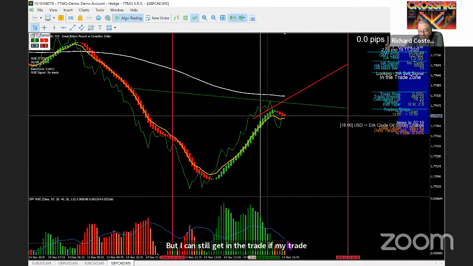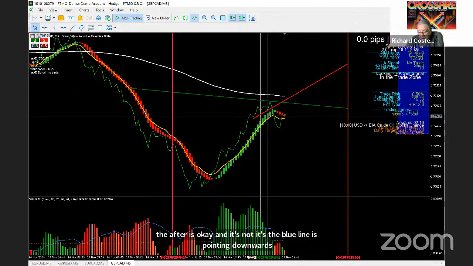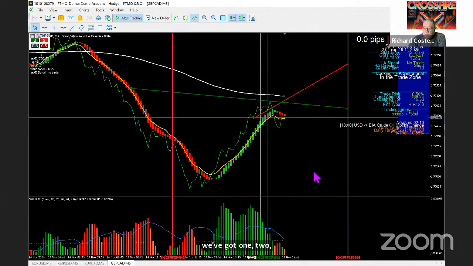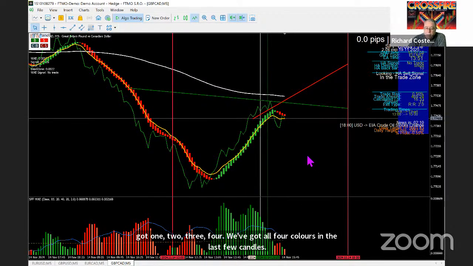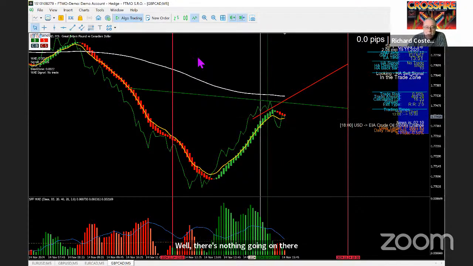The blue line is pointing downwards, and the volume, not only is it too low, but it's also conflicting. You know, it's chopping and changing. We've got 1, 2, 3, 4. We've got all 4 colours in the last few candles. So there's nothing going on there. So let me just try and look at something else.